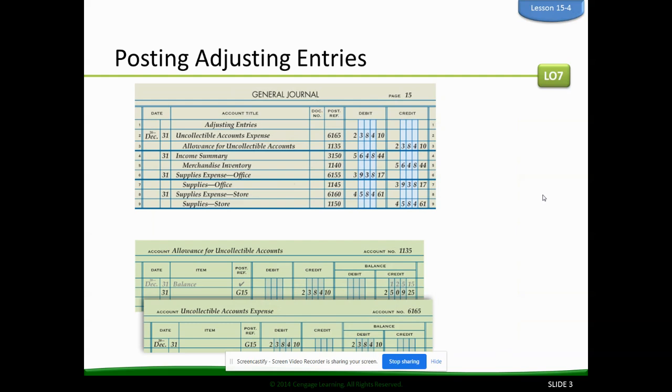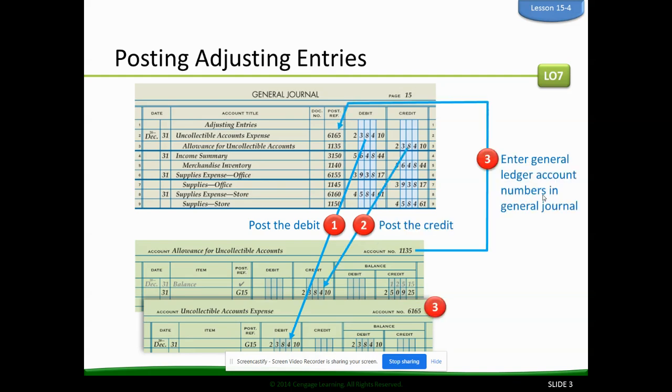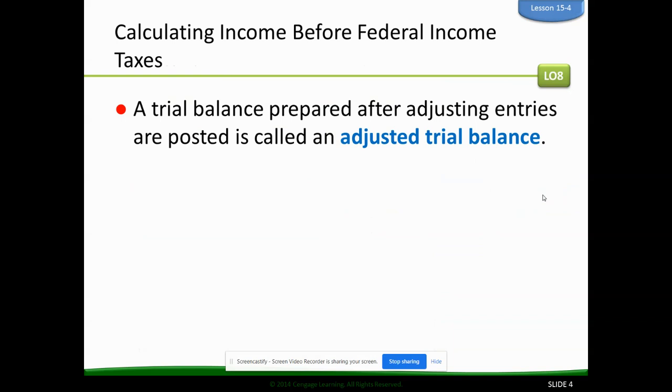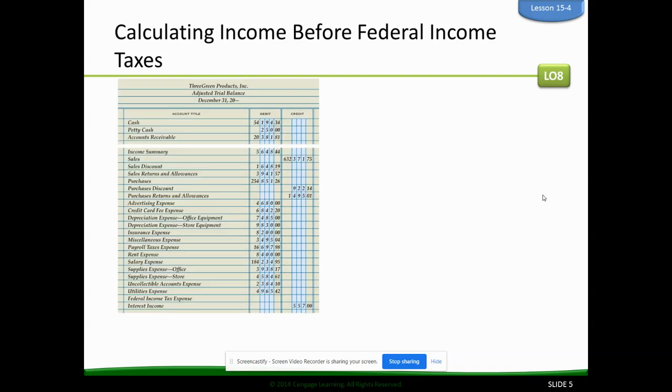And then you're going to post your adjusting entries. So you guys have done plenty of posting, so you know how to do that. So just moving stuff to the ledger accounts. And then once we post our adjusting entries, we will do an adjusted trial balance. So after the adjusting entries have been posted is an adjusted trial balance.